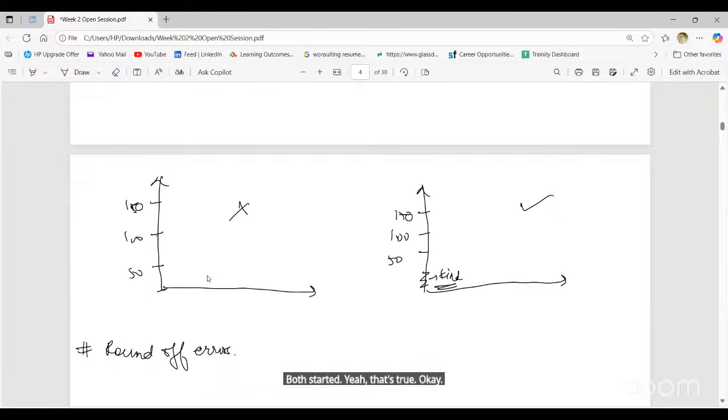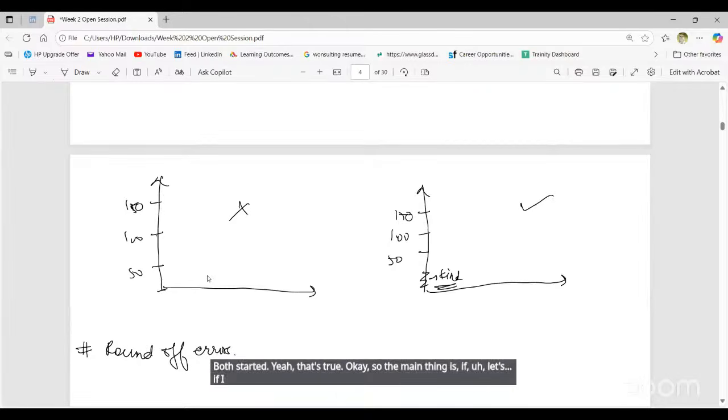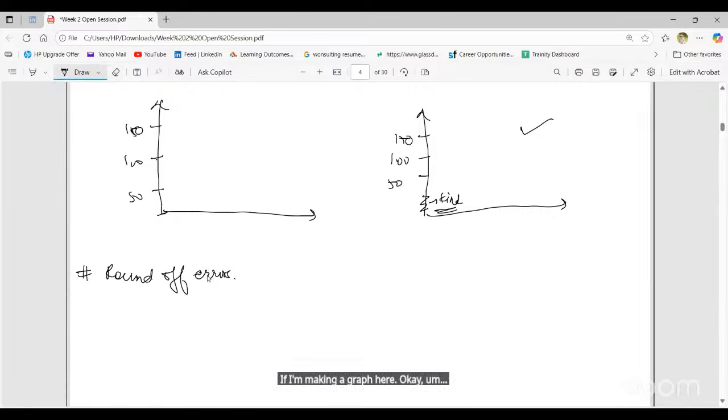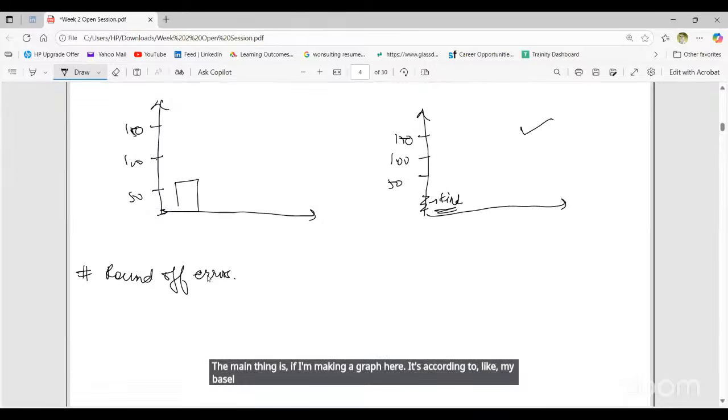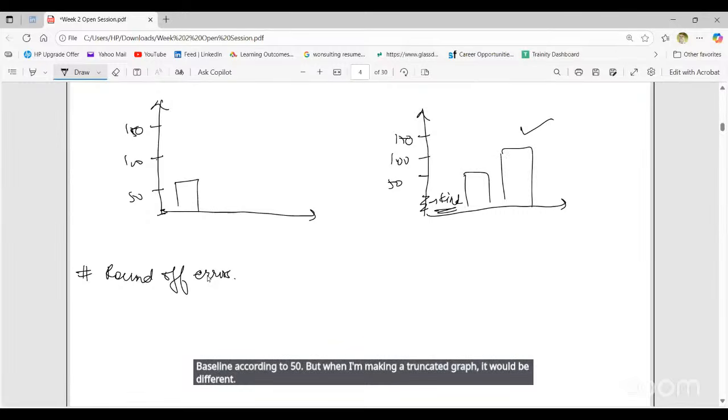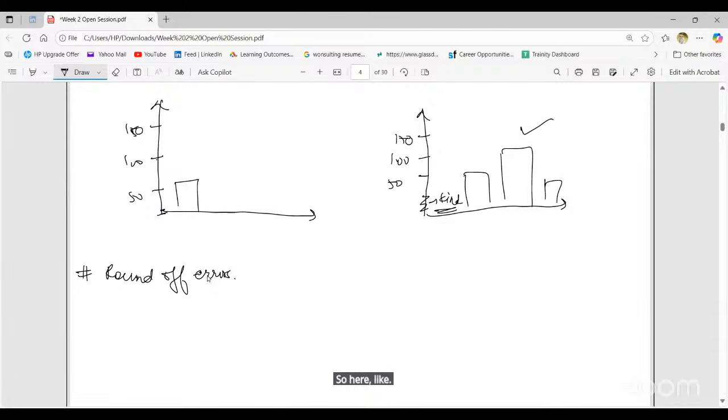Okay. So the main thing is, if I'm making a graph here, my baseline will start from 50, right? So I am going to make it according to the 50 line. But when I'm making a truncated graph, it would be different. If you make the two graphs, here it will be a different study and this will be a different study. That's why, if you're truncating it, you have to make sure that you show it as a kink.